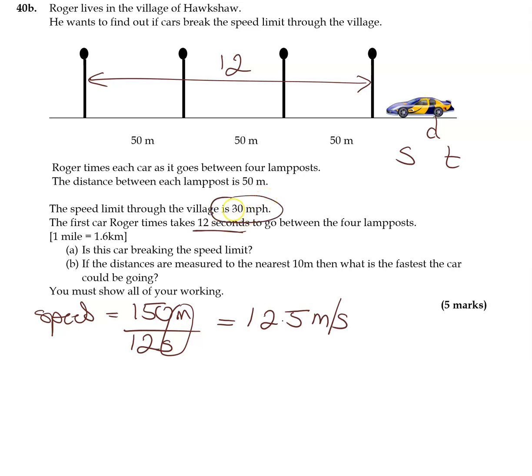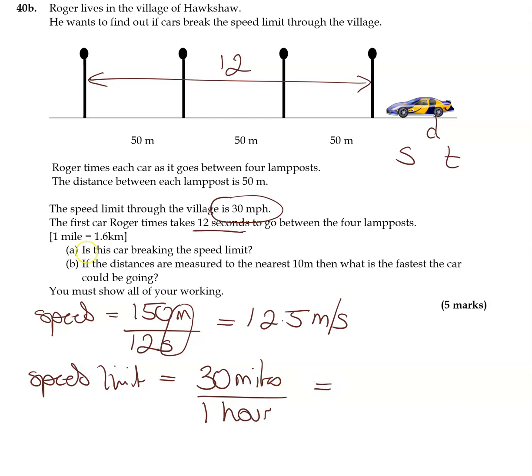So I think the easiest way is we could change 12.5 meters per second into miles per hour, or we could do miles per hour into meters per second. I'm going to change this. I'm going to find what the speed limit is. So speed limit is 30 miles in 1 hour.